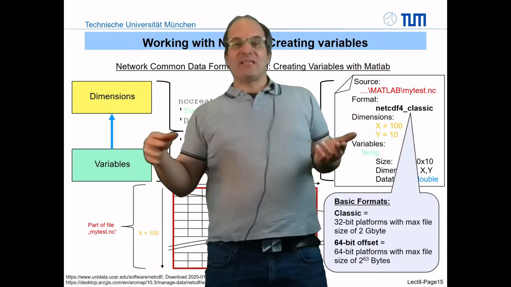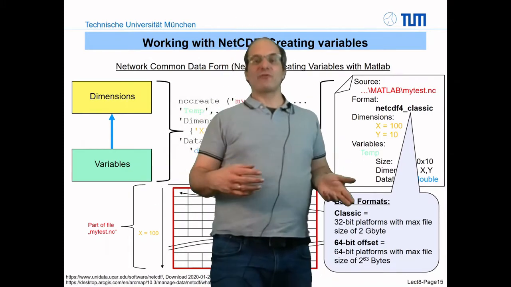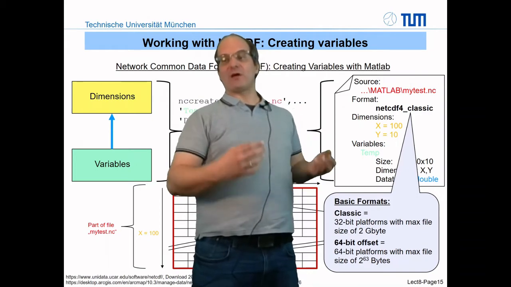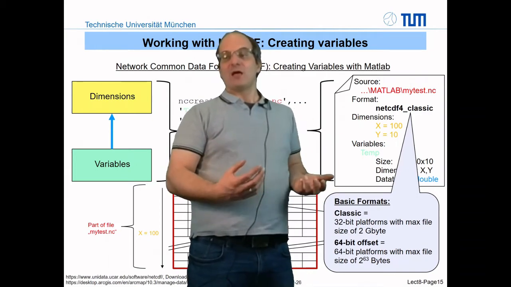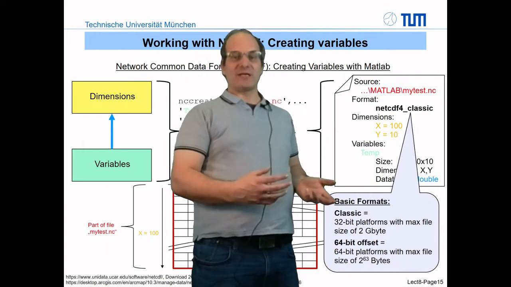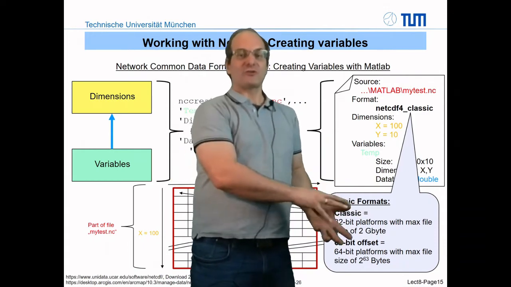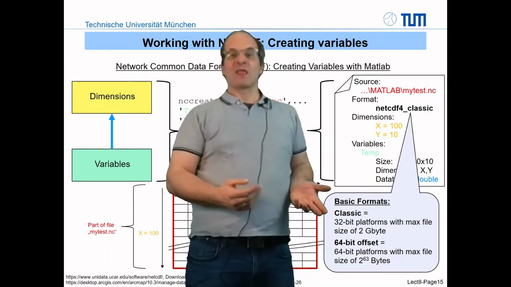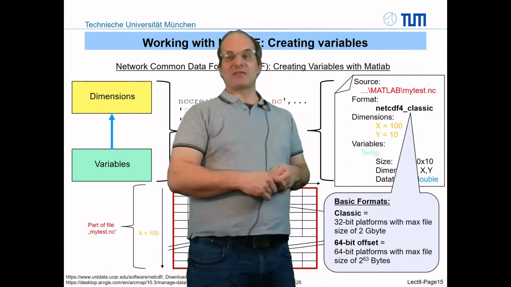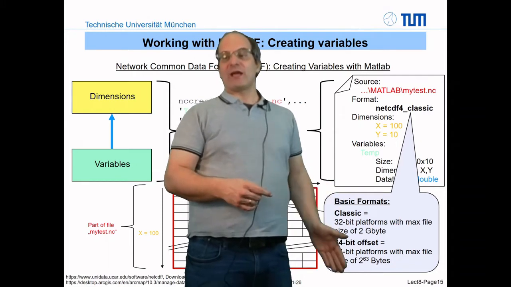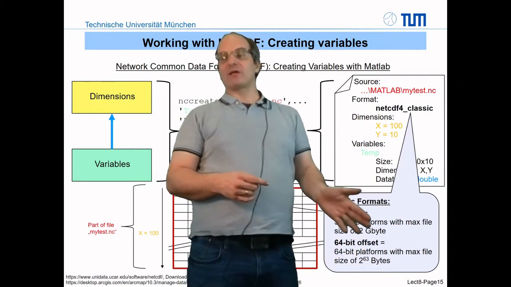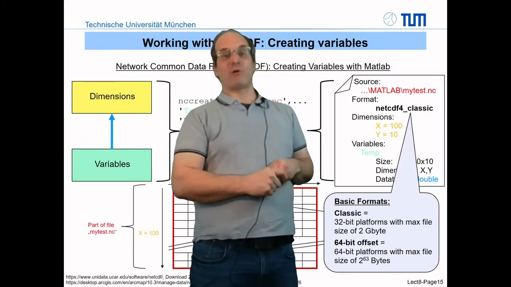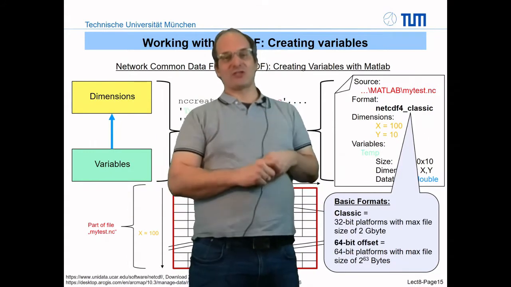So what are these special formats? You can select between different basic formats. The classic format here is a 32-bit platform format with a maximum size of 2 GB. And then you can have the 64-bit offset, where you have 64-bit platforms with a maximum file size of 2 to the power of 63 bytes. So it's a huge, large file.